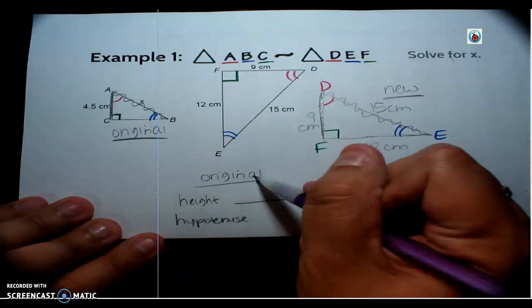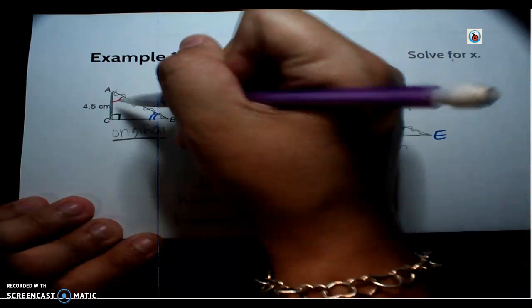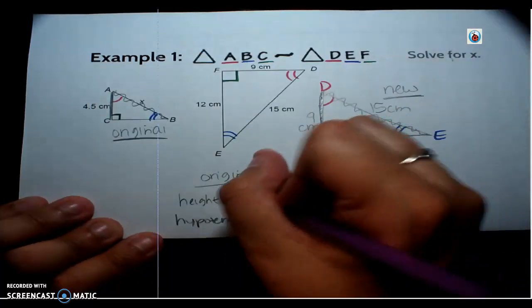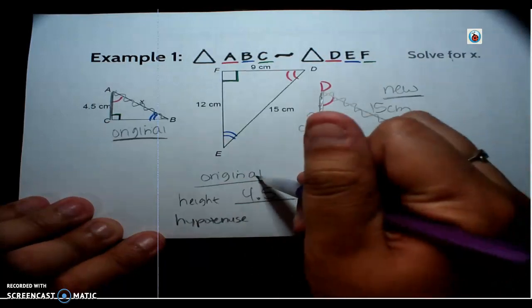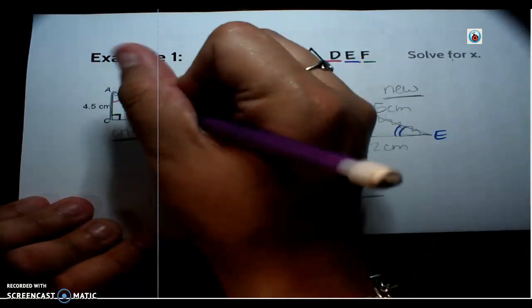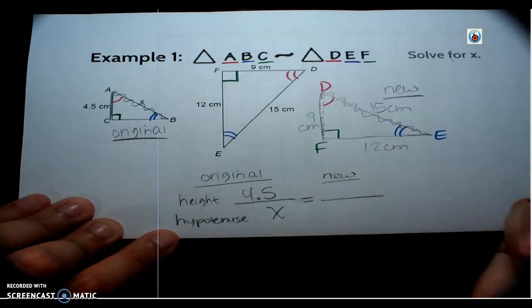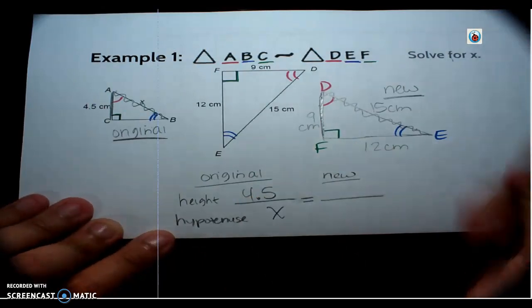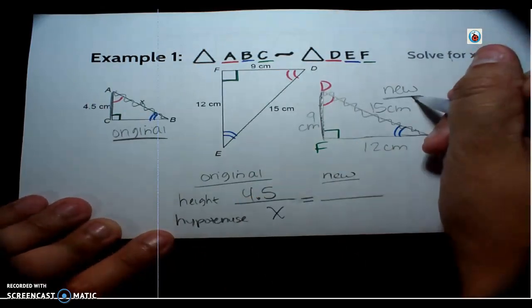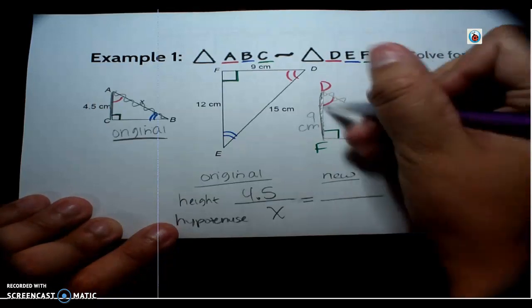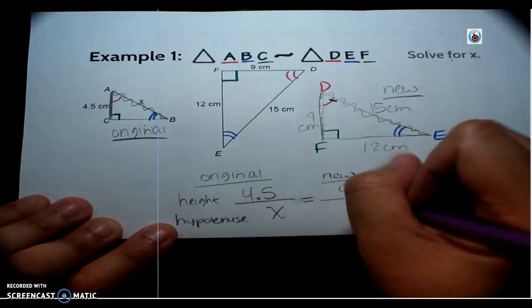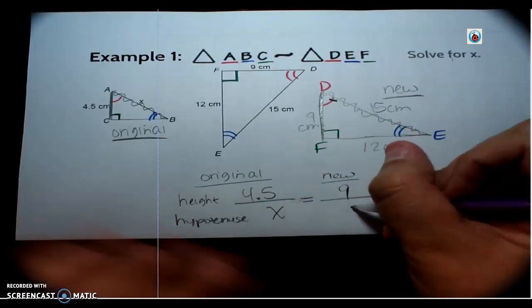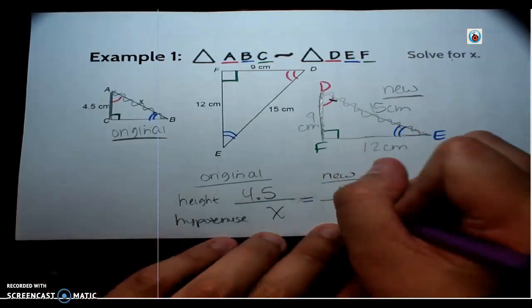So my original shape, what is the height of my original shape? It's 4.5 centimeters. For my original shape, what's the hypotenuse? When I come to the hypotenuse, I have the letter X there. I don't know what it is yet. For my new shape, what is my height? It's 9 centimeters. And for my hypotenuse, for my new shape, it was 15 centimeters.